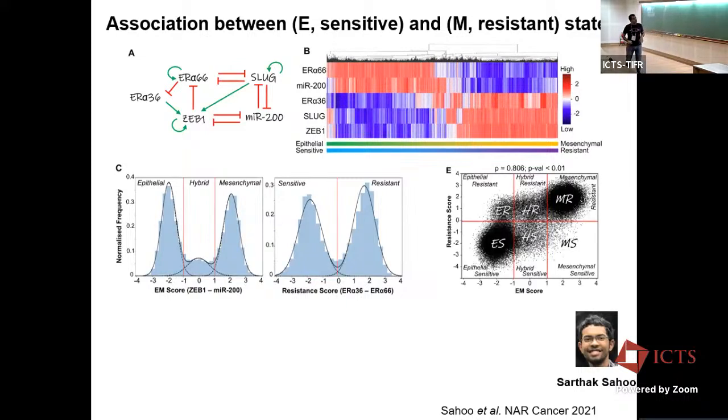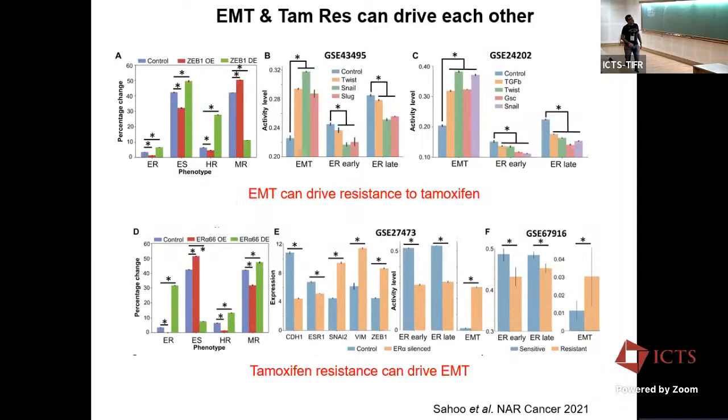Okay? So what we see here is that when you project, again, a 5-dimensional network onto a 2-dimensional plane, EMT score and resistance score show a strong correlation. Epithelial cells are mostly sensitive, mesenchymal cells mostly resistant, and hybrid cells also seem to be split into both resistant and sensitive. Then let's look at transcriptomic data and the perturbations we made in our model. So what our model suggested is that when you induce EMT, you push the cells to a mesenchymal resistant state.